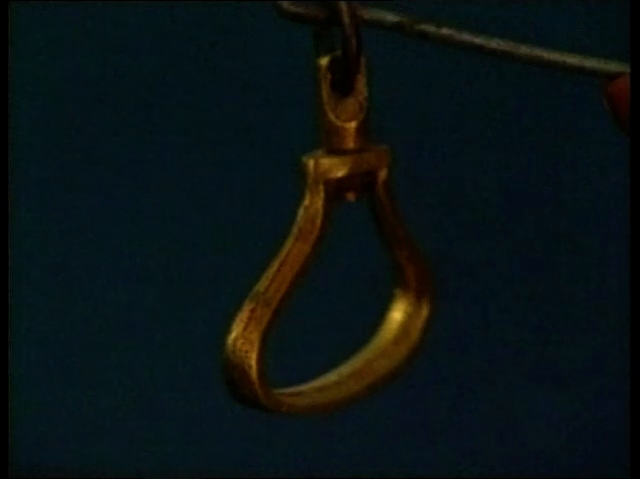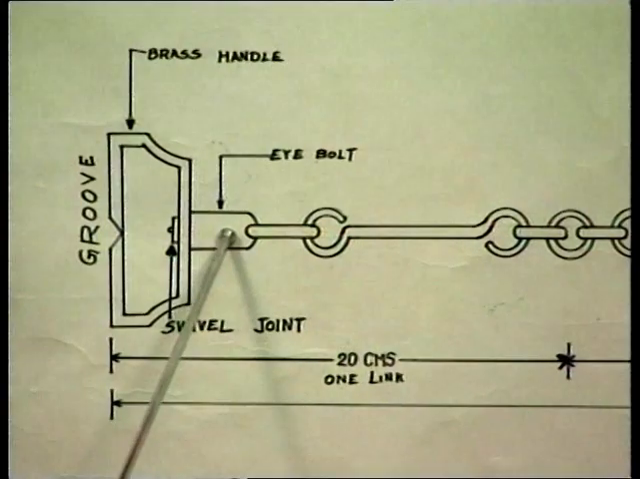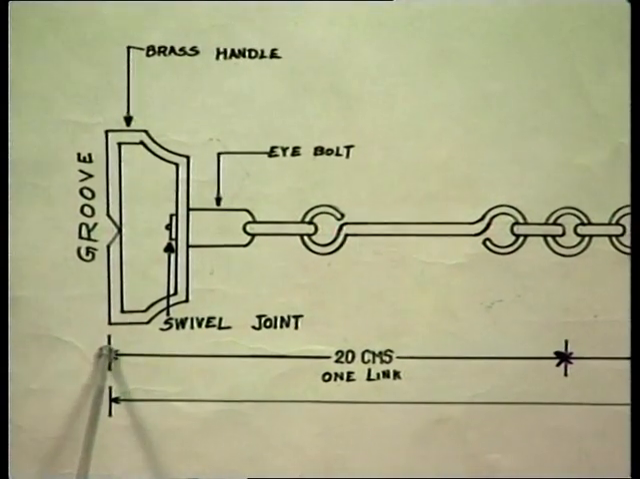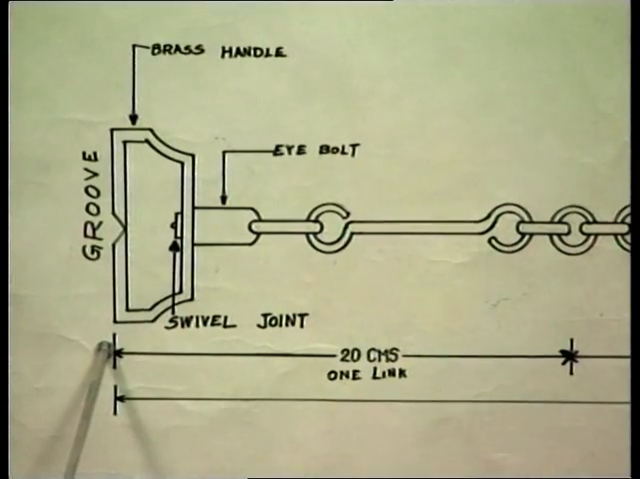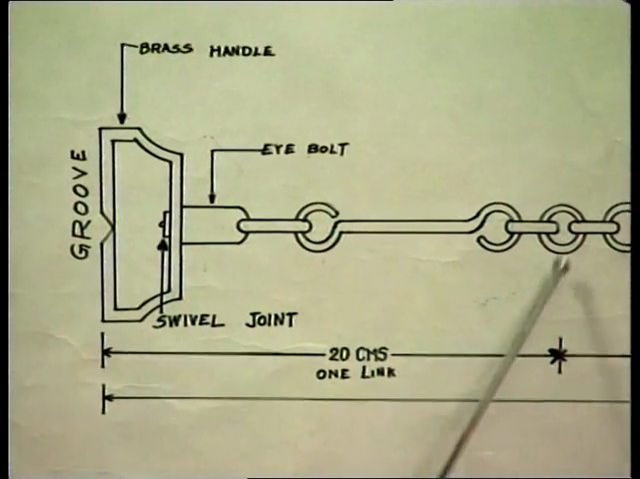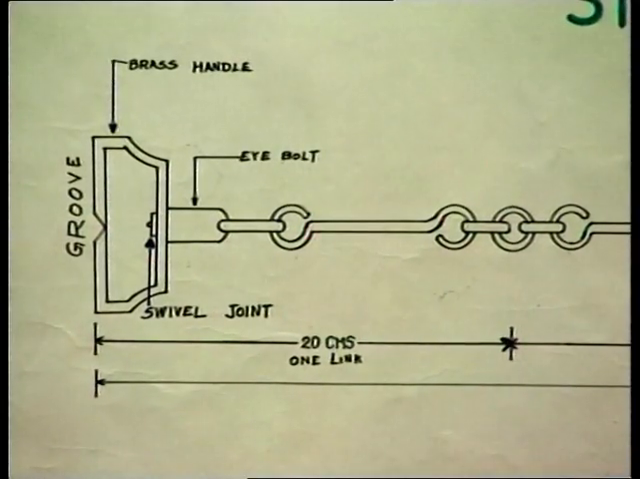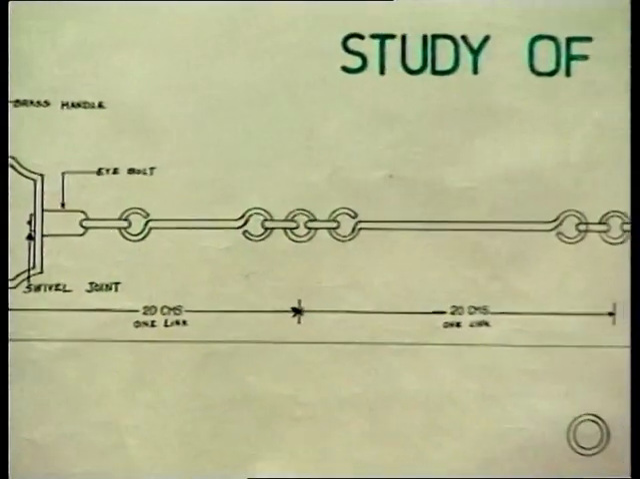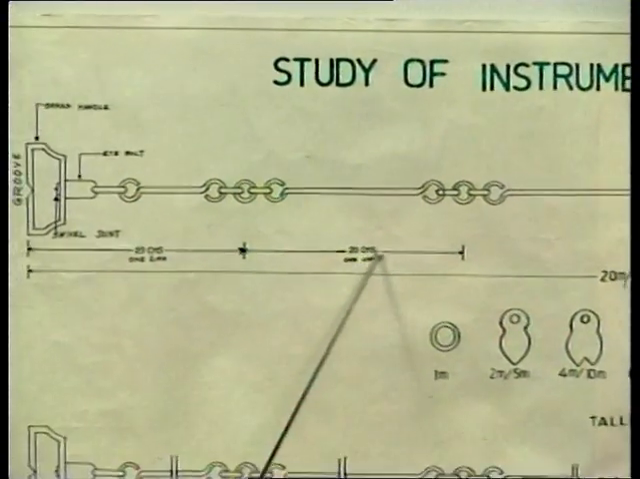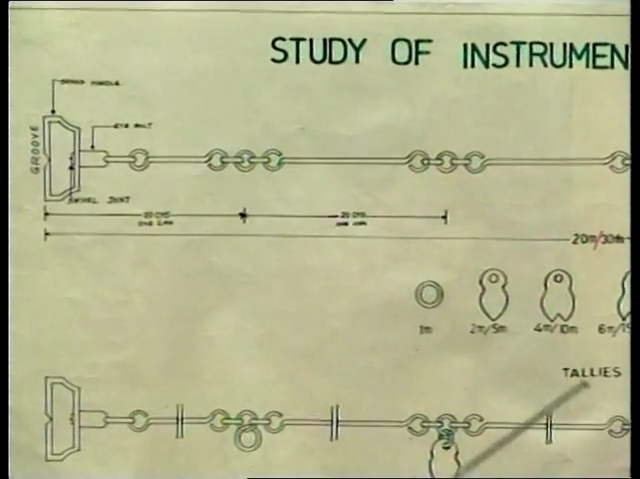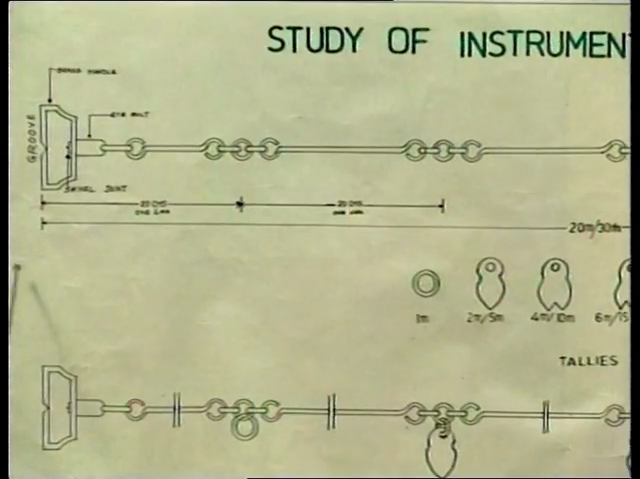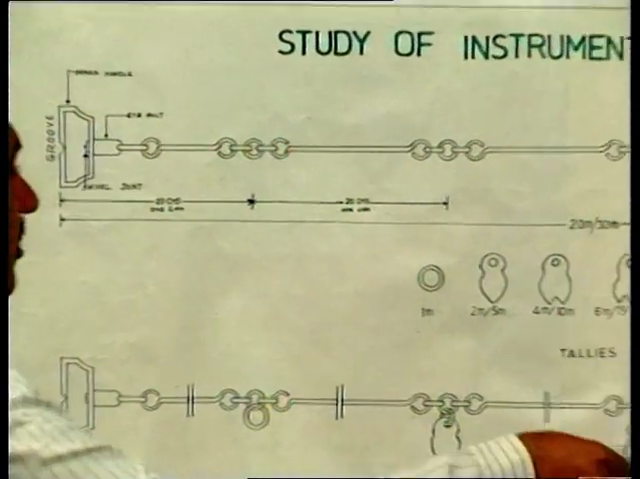The swivel joint is provided to avoid twisting of the chain, and this one is an eye bolt. From the end of this swivel joint, that is a brass handle, to the center of the first ring is one link, and from this one to this is another link. Each and every link consists of 20 centimeters or 0.66 of a foot, and this chain is a 20 meter metric chain.